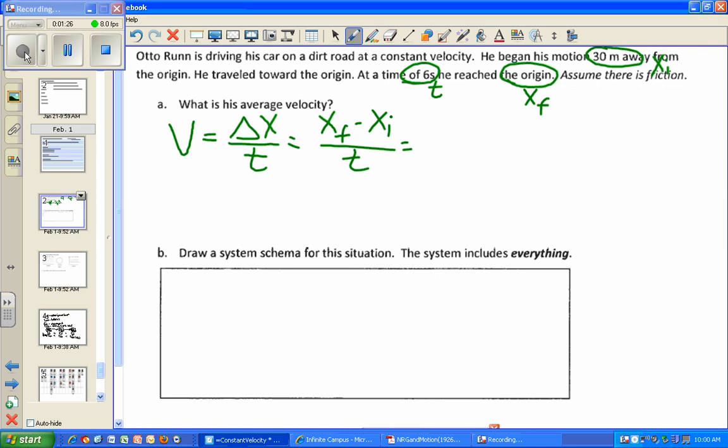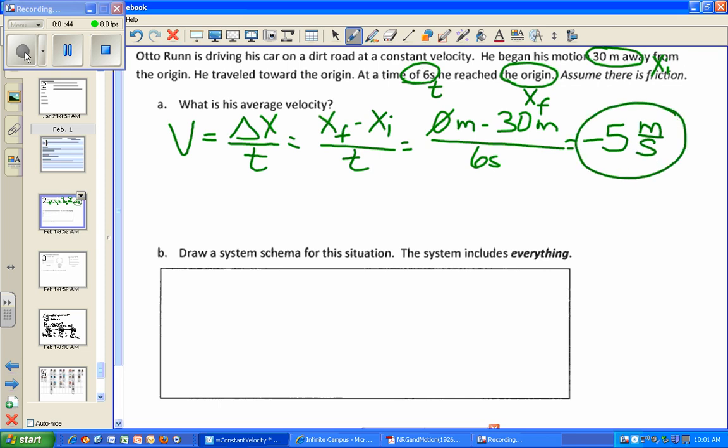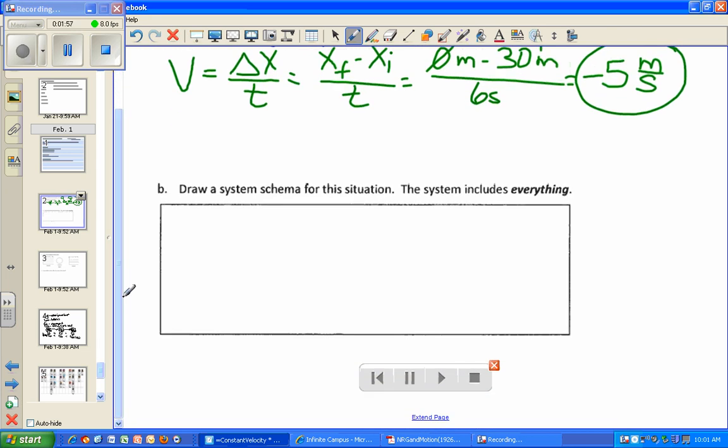So when we plug in the numbers, xf is 0 meters, xi is 30 meters, and the time is 6 seconds. What do we get when we do the math? Negative 5. Negative 5 what? Meters per second. So the velocity is negative 5 meters per second. He's moving with a velocity that is constant at a rate of negative 5 meters per second. Everybody understand that? Okay.